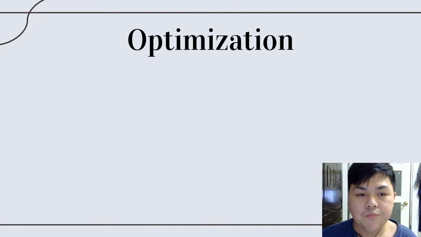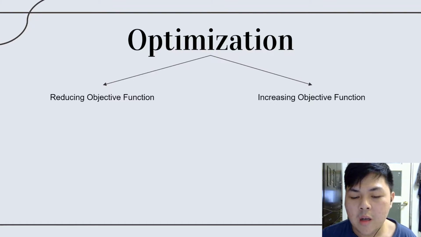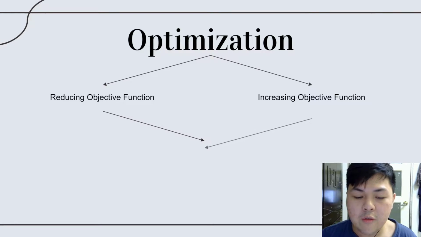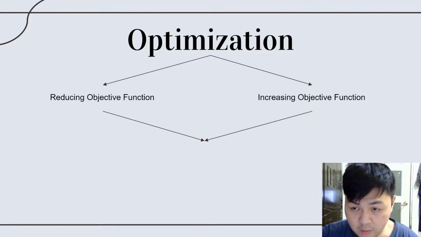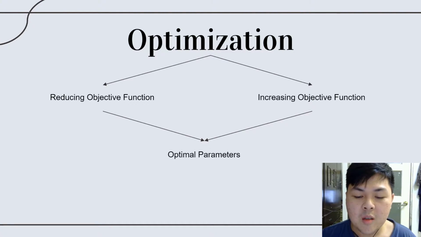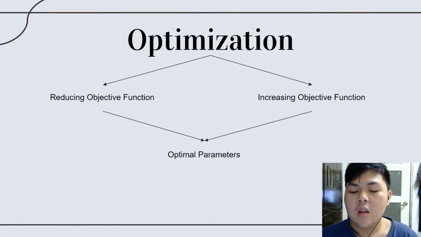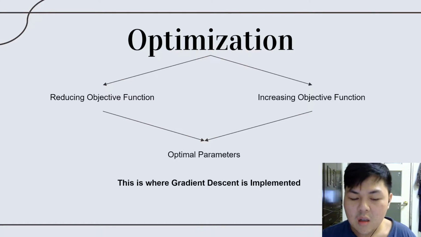As we all know, algorithms for deep learning involve optimization. The process of optimization itself refers to reducing or increasing an objective function, often known as a cost function or loss function. There are attempts to figure out the optimal parameters that effectively reduce the cost function given the deep learning dataset. And to get the ideal parameters for deep neural networks, this is where gradient descent is implemented.